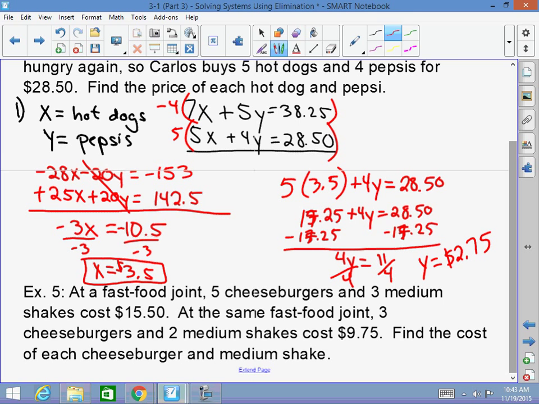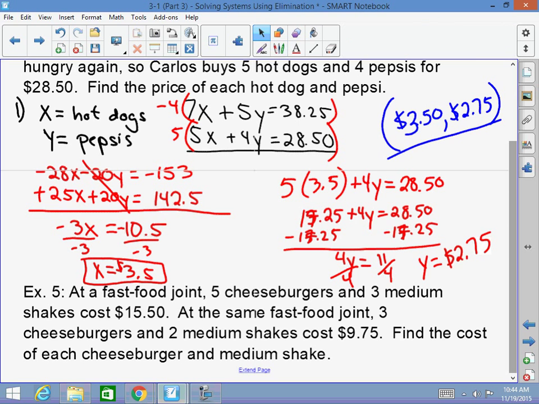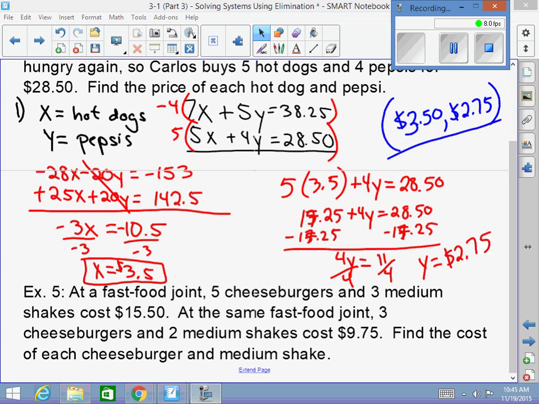So that's it. So my solution is 3.50 for every hot dog, comma, 2.75 for every Pepsi. Ugly numbers, not pretty, decimals, words, but not that difficult, is it? Let me pause and let you make sure you guys got that down.